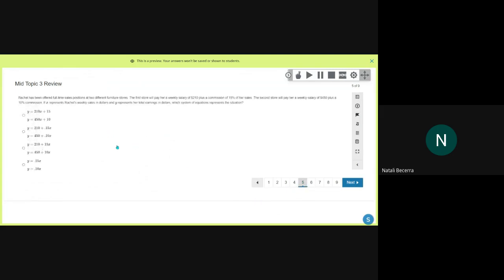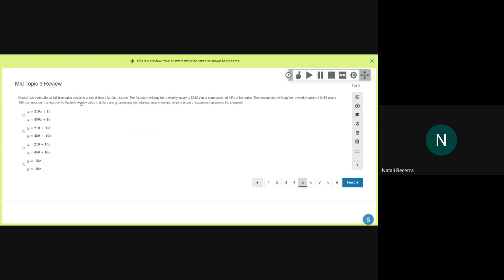All right, moving on. All right, it says Rachel has been offered full-time sales position at two different furniture stores. The first store will pay her a weekly salary of $210 plus a commission of 15% of her sales. Okay. The second store will pay her a weekly salary of $450 plus a 10% commission. If X represents Rachel's weekly sales in dollars, and Y represents her total earnings in dollars, which system of equations represents the situation?